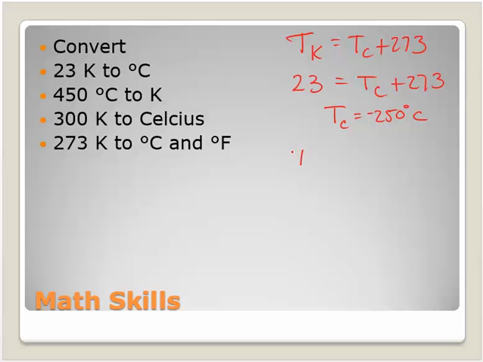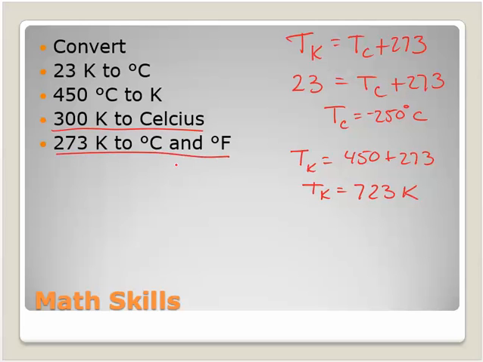The next one wants us to find out what the temperature is in Kelvin. So I'm going to put 450 in for Celsius plus 273. And temperature in Kelvin turns out to be 723 Kelvin. Notice that I'm not putting degrees with that. Again, you've got two to work out on your own there. If you have questions about them, raise your hand.